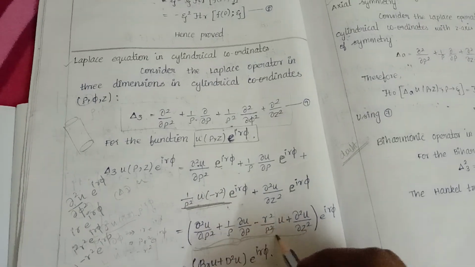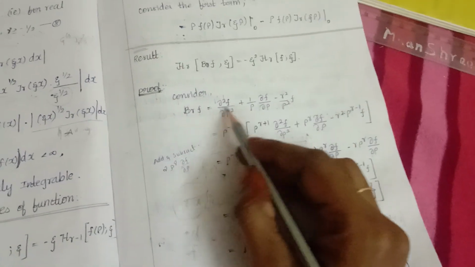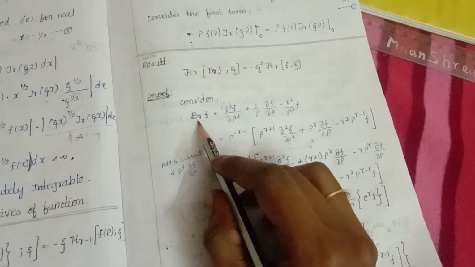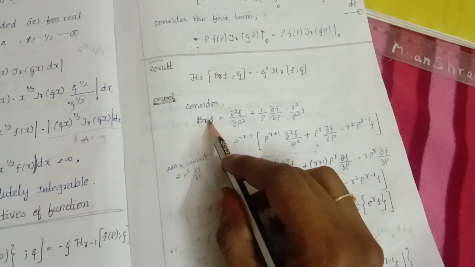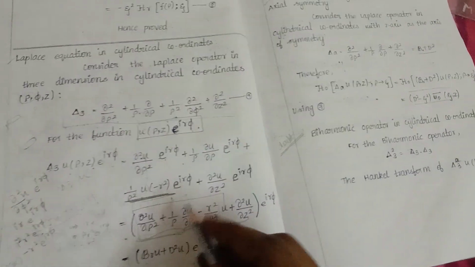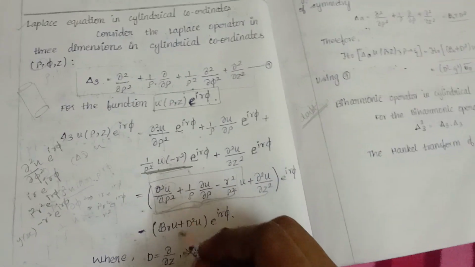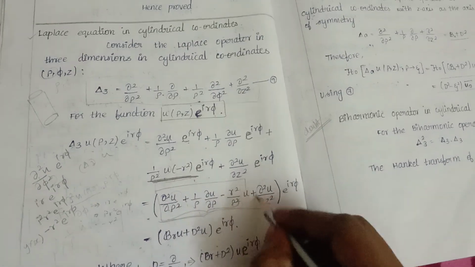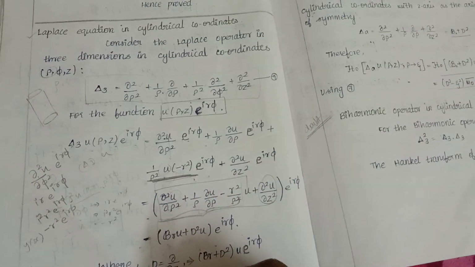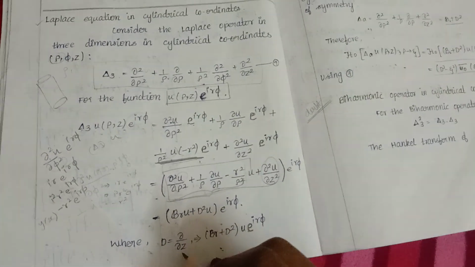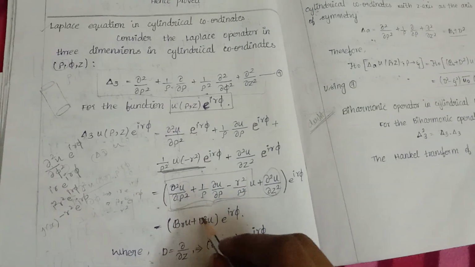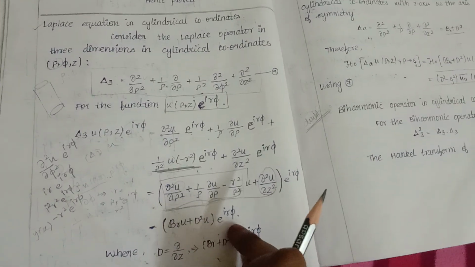This first three terms will be in the form of the Bessel operator B nu, so that value we have to put here, B nu of f. Here our value is u, so B nu u plus this term, which is nothing but considering D as del by del z, D square of u e power i r phi.